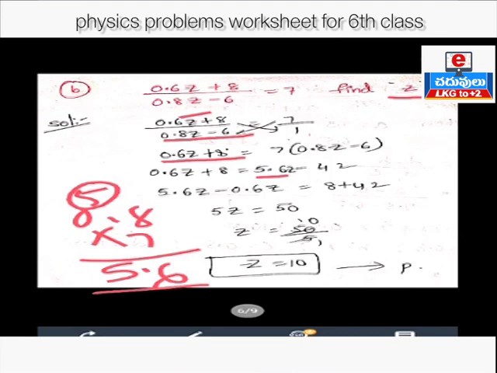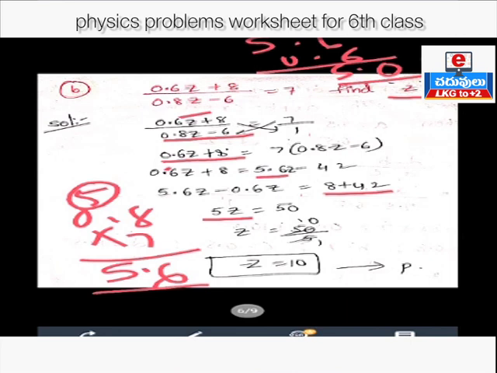Now I can write the Z terms in the LHS. 5.6z minus 0.6z is equal to minus 42, transposed from RHS to LHS, that converts to plus 42. So 5.6z minus 0.6z, 5.6 minus 0.6. By subtracting we can get 5.0. 5 minus 0, 5. So that is 5. 5.0 is nothing but 5. I can write here 5z is equal to 42 plus 8, that is nothing but 50.